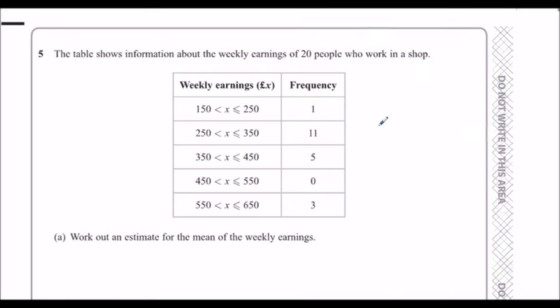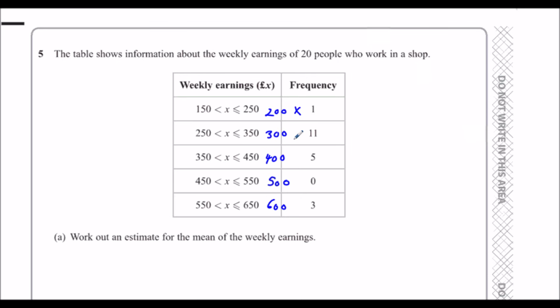So we need to add up all of the weekly earnings of all the people, but we don't know what they actually earned. We know this one person earned somewhere between 150 and 250. These 11 people earned something between 250 and 350. So as an estimate, we used a midpoint. So we're going to say this person earned the middle, which is £200. We're going to say these 11 people earned the middle, so 300. So we're going to write down all the midpoints.